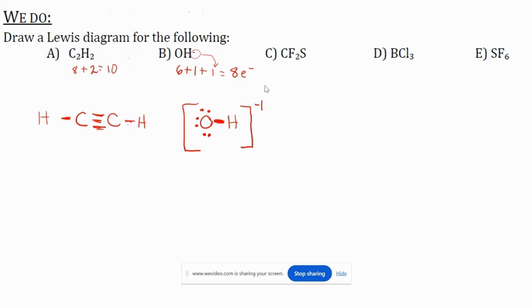Okay? All right, let's do the next one. We've got carbon. We have 2 fluorines and a sulfur. I'm sorry, not chlorine, a carbon. So how many electrons does carbon have? 4. I have 2 fluorines, and each fluorine has 7. 7 times 2 is 14. And then I have sulfur. How many does sulfur have? 6.